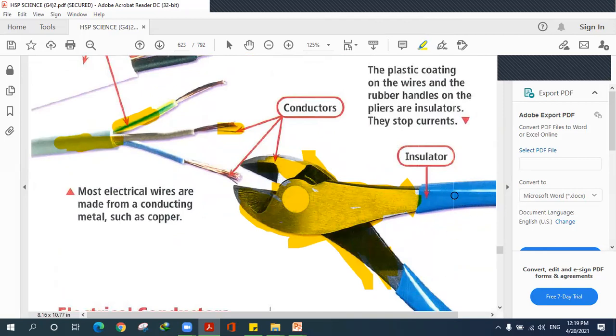Can you see it? This is actually rubber. Do you know the rubber? Yes. They added rubber to its handles so I can hold it from the rubber part and don't get electricity through my body. Now we get it? Now you get the difference?